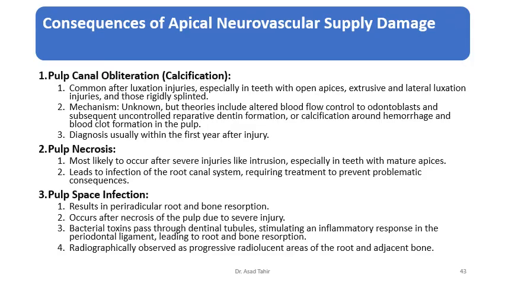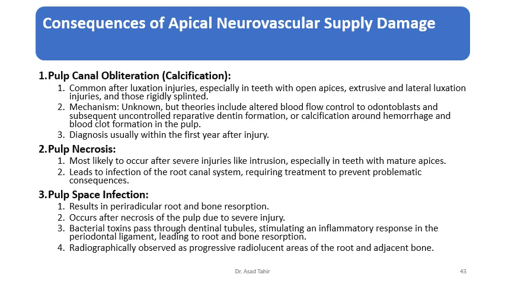Understanding the mechanisms and treatment strategies for external root resorption is essential for preserving tooth structure and function following traumatic injuries. Consequences of apical neurovascular supply damage. Pulp canal obliteration, calcification: common after luxation injuries, especially in teeth with open apices, extrusive and lateral luxation injuries, and those rigidly splinted. The mechanism is unknown, but theories include altered blood flow control to odontoblasts and subsequent uncontrolled reparative dentin formation, or calcification around hemorrhage and blood clot formation in the pulp. Diagnosis is usually within the first year after injury.